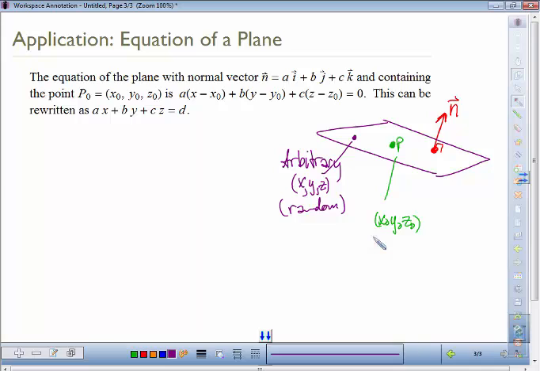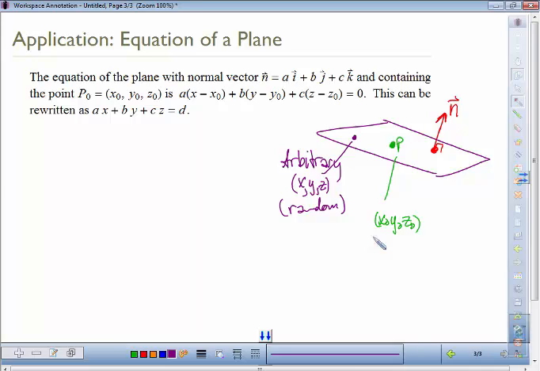So how do you suppose we can create an equation here, taking advantage of the idea that the dot product of two perpendicular vectors is 0? Do you understand what I'm asking?